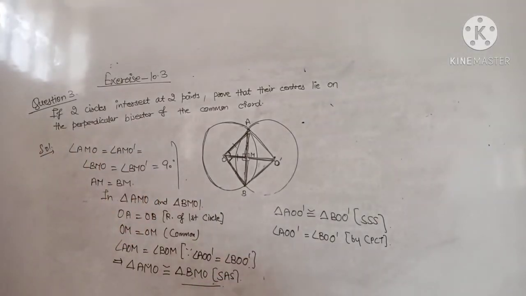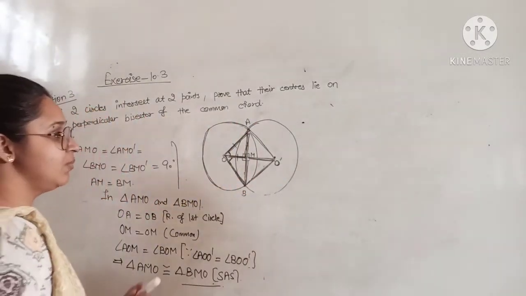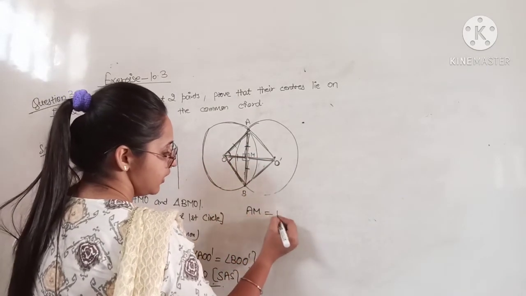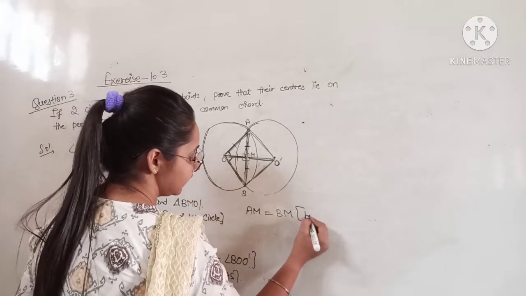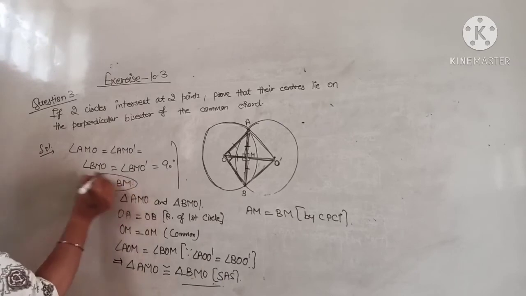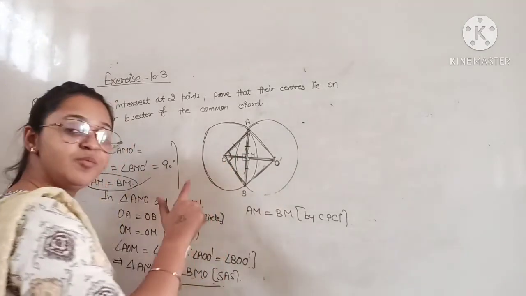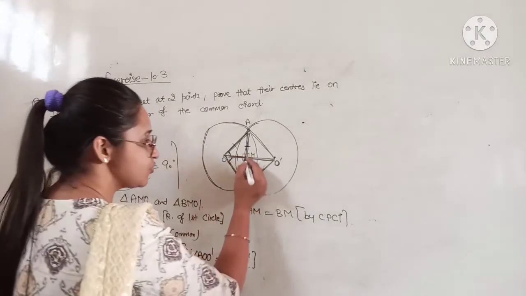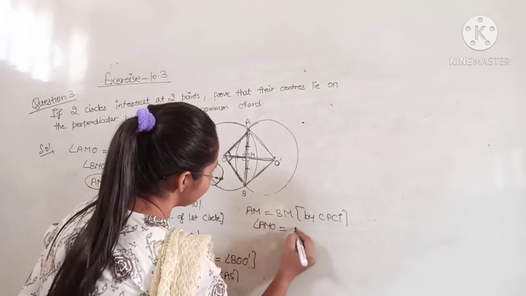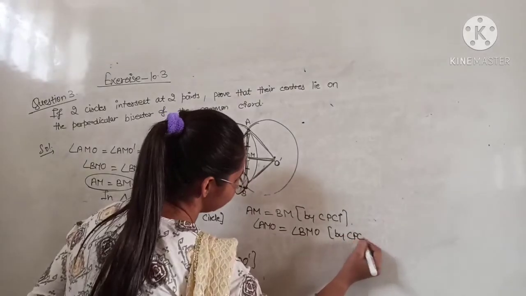And if these two triangles are congruent, their corresponding parts will be equal, it means AM is equal to BM. It means it is bisecting the chord. First part we are done, half of the task is done, that AM is equal to BM. Next task is to show that this angle is 90 degrees. As we proved in the theorem, if corresponding parts are equal, angle AMO is equal to angle BMO by CPCT.